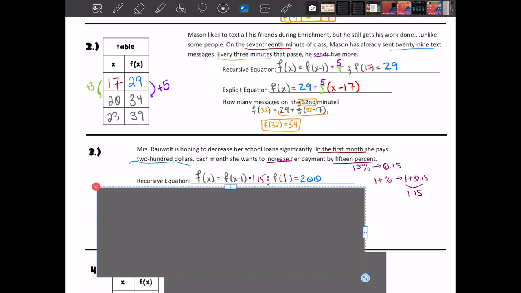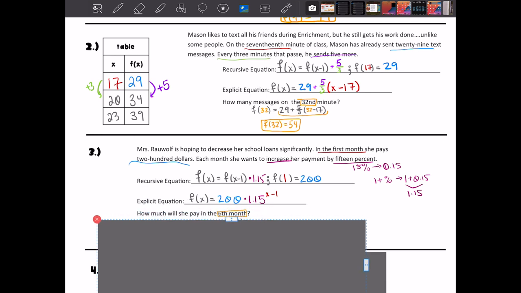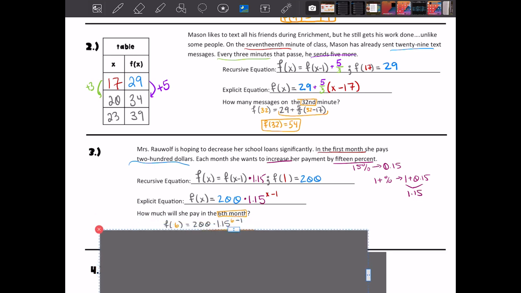And then f of 1 equals 200. So now for the explicit, f of x equals 200 times 1.15, exponent x minus 1, and it's an exponent because we are multiplying this time. Then to figure out how much she's going to pay on the 6th month, we have to use that explicit equation again, and replace all those x's with 6's.